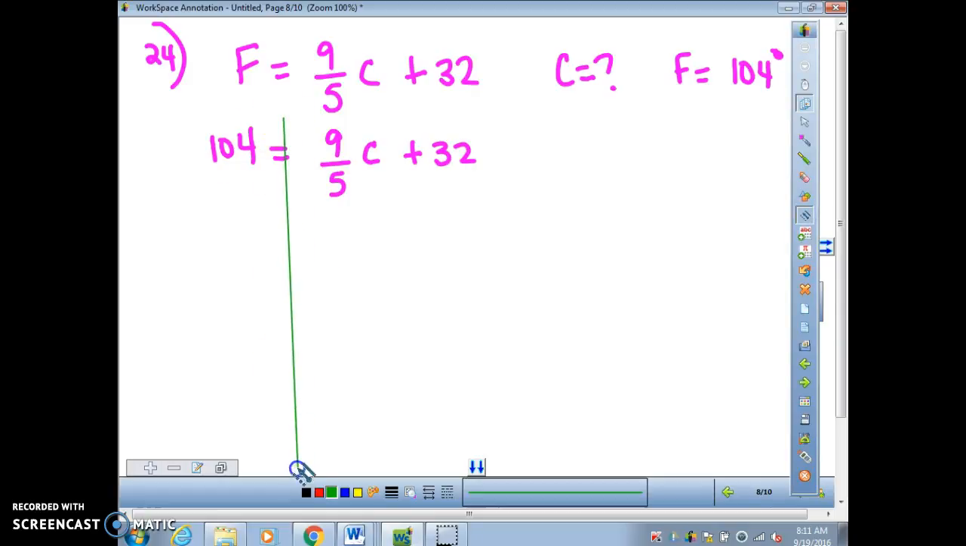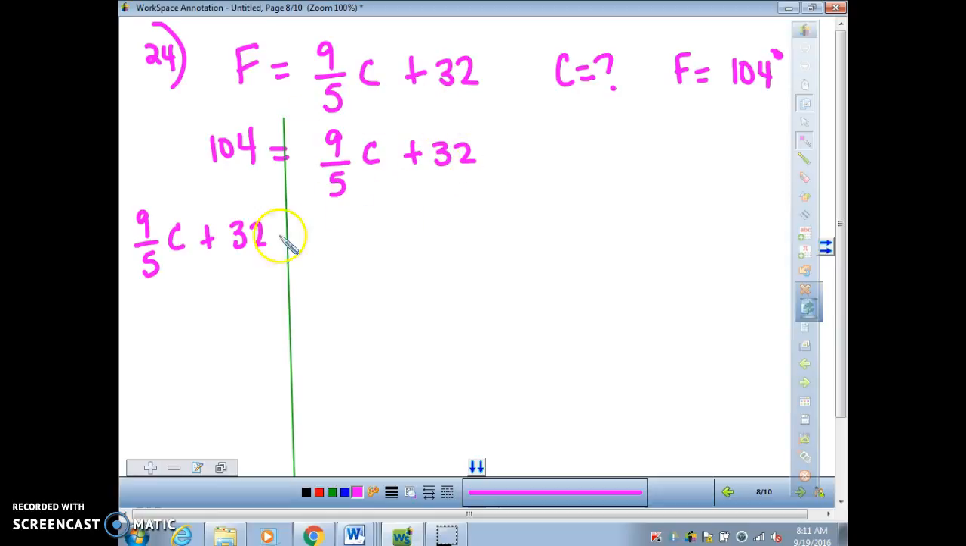Okay. Now if you want to turn this around, you can. You can put 9/5 C on the left side plus 32. Notice I didn't change the order of this when I moved it over here, though. Some of you like to change the order. Don't change the order, especially if you have minuses up in there, because it would make a big difference. Okay? And then to get C by itself, we're going to subtract 32. So we have 9/5 C is equal to 72.